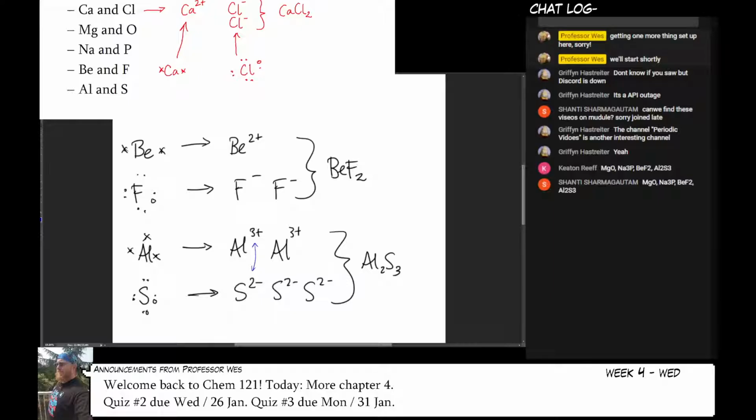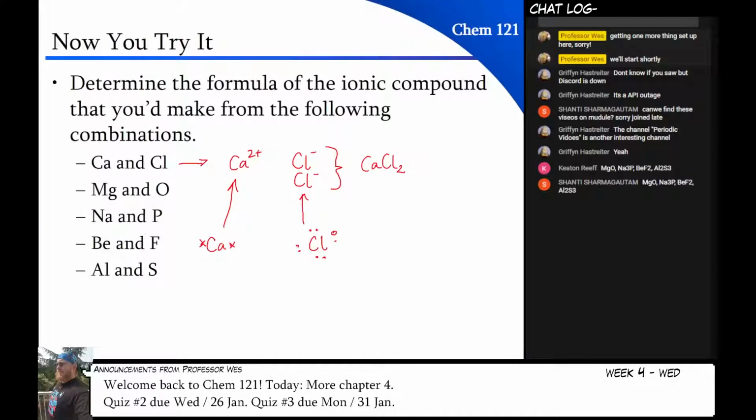Very good. Let me know if you have any questions on how to construct ionic compounds, because now that we know how to do that, in this next section... Oh, there's the homework practice. I wish those just showed up automatically.